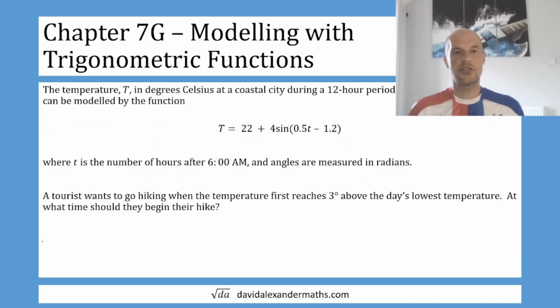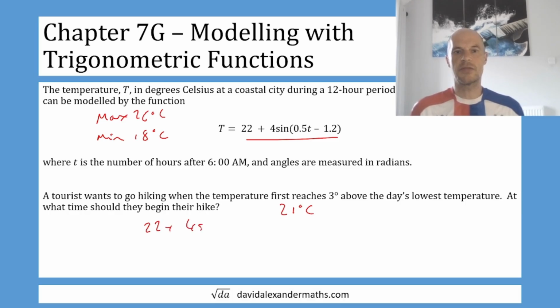And for the final part, a tourist wants to go hiking when the temperature first reaches 3 degrees above the day's lowest temperature. Well, from the previous question, we worked out that the maximum was 26 degrees and the minimum was 18 degrees C. So therefore, the hiker wants to go hiking when it is 21 degrees C. So we need to make this equation 22 plus 4 times the sine of 0.5t minus 1.2. We need that to equal 21.